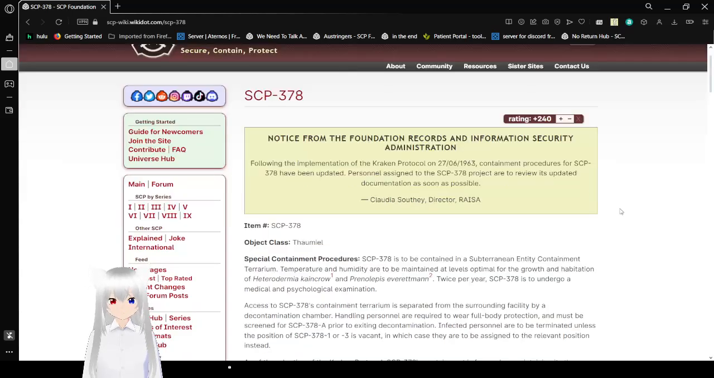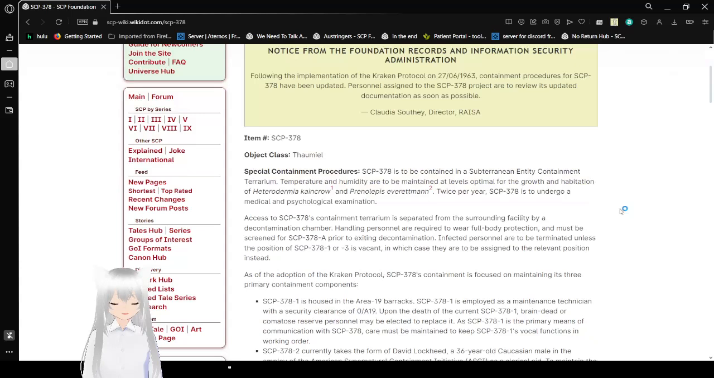Notice from the Foundation Records and Information Security Administration. Following the implementation of the Kraken Protocol on June 27, 1963, containment procedures for SCP-378 have been updated. Personnel assigned to the SCP-378 project are to review its updated documentation as soon as possible. From Claudius Aldi, Director of RISA. Oh, RISA. I haven't heard that name in a short while.